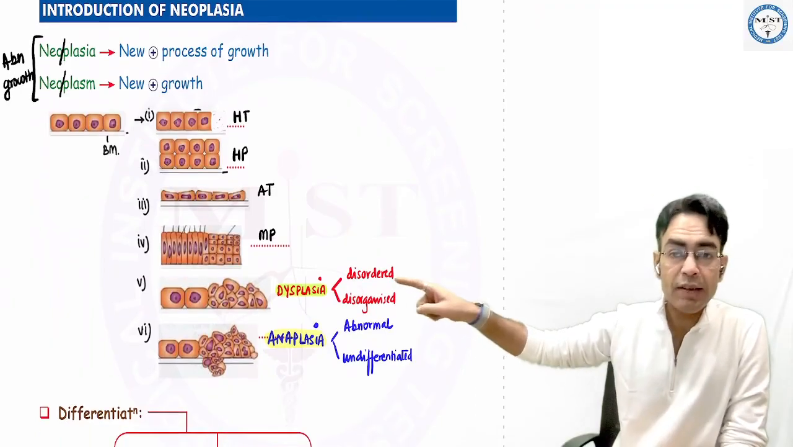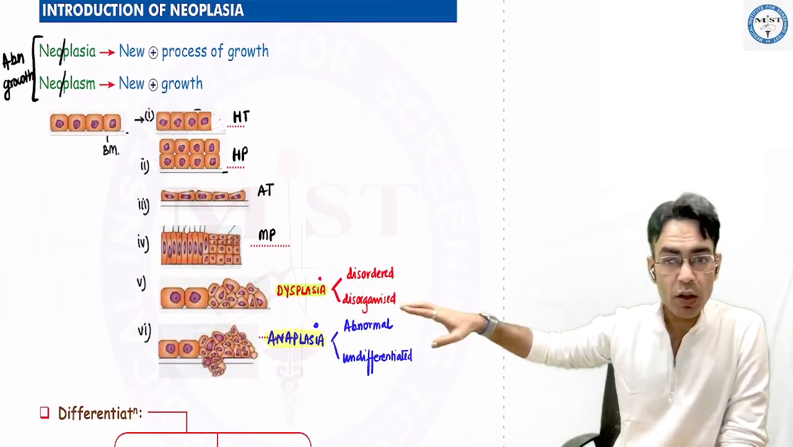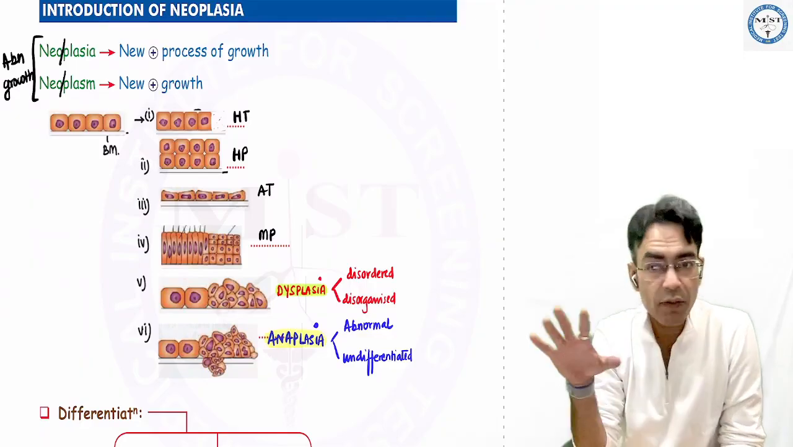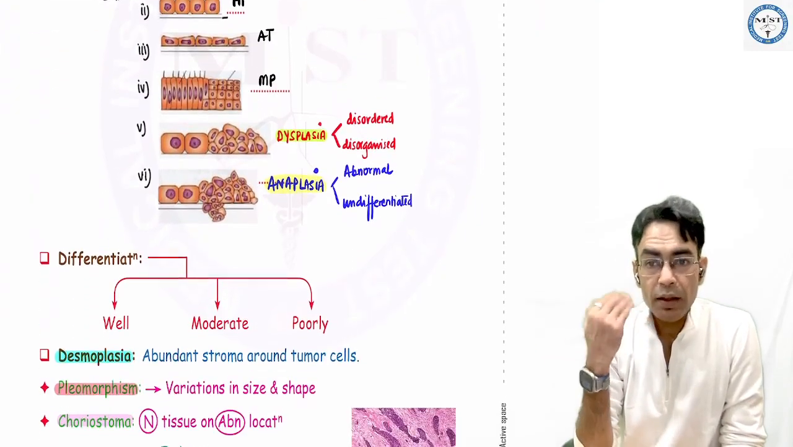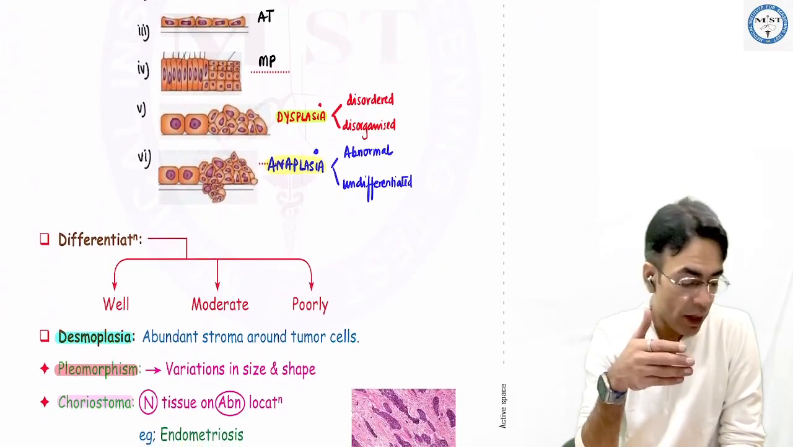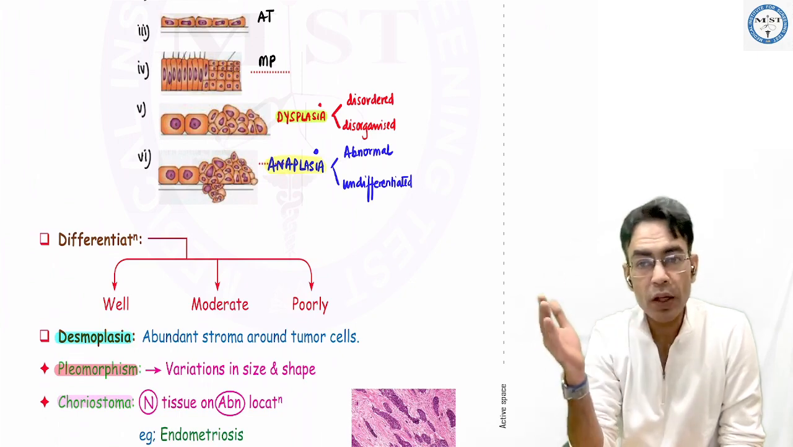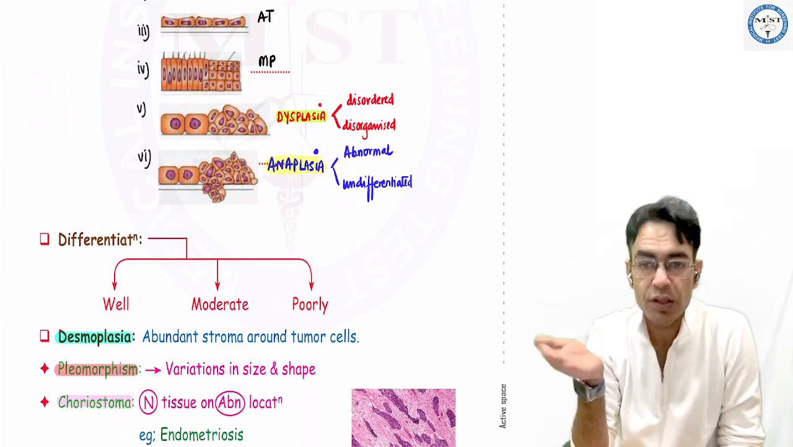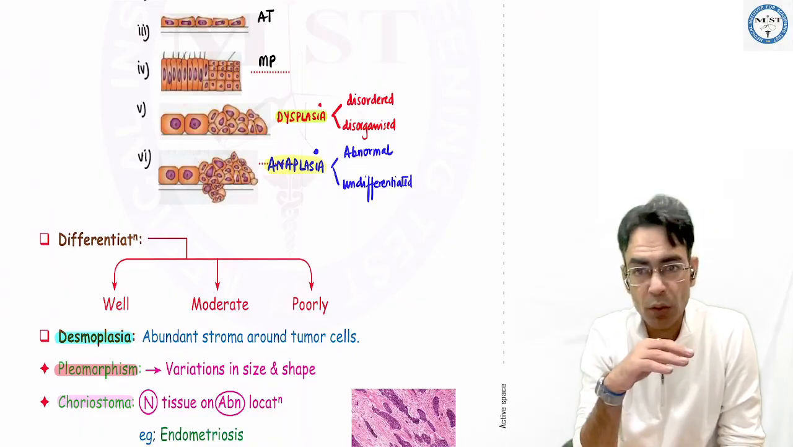The first word is dysplasia, that is disorganized or disordered growth, and anaplasia, which is completely abnormal or undifferentiated growth. Differentiation can be of 3 types: well differentiated, moderately differentiated, or poorly differentiated. The better the differentiation, the better is the prognosis. The worse the differentiation, the worse is the prognosis.